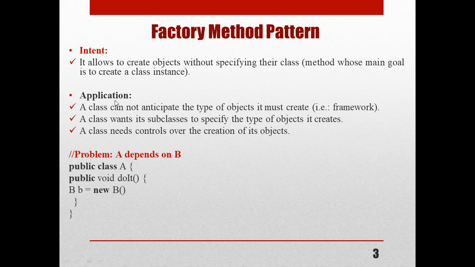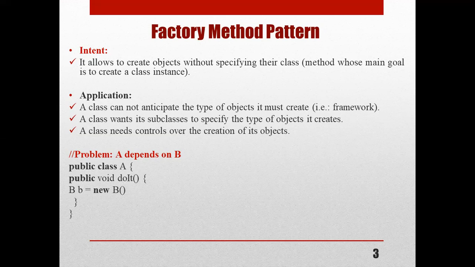These are some applications of the factory method pattern. A class cannot anticipate the type of objects it must create. That is a framework. For that framework application, we can use the factory method pattern. A class wants its subclasses to specify the type of object it creates. Whenever subclasses are going to specify the type of objects that are going to be created by that class, at that time we can use this pattern. A class needs control over the creation of its objects. Whenever a class is going to control the objects created by that class, at that time we can use this pattern.